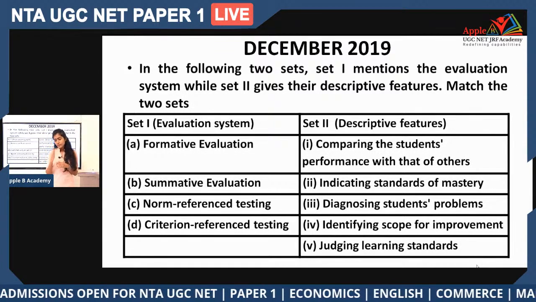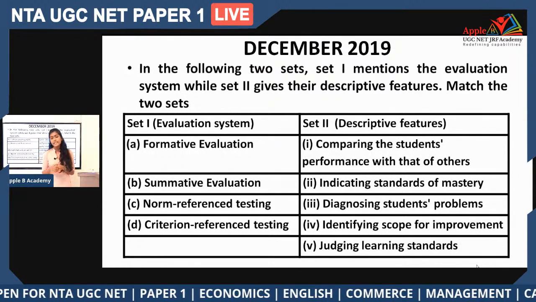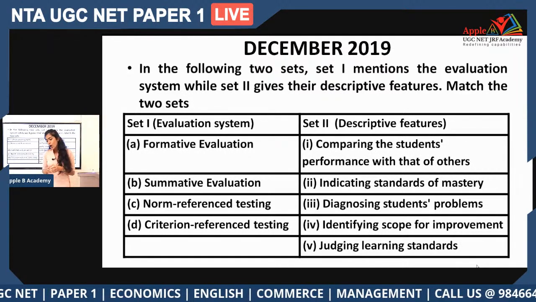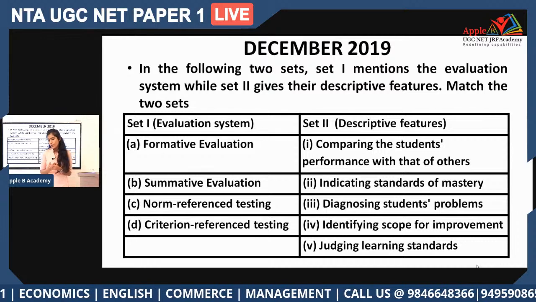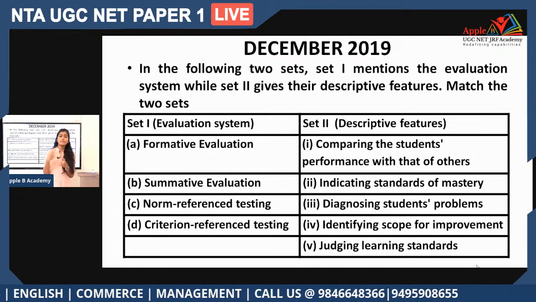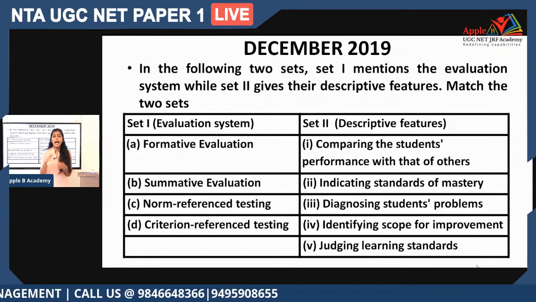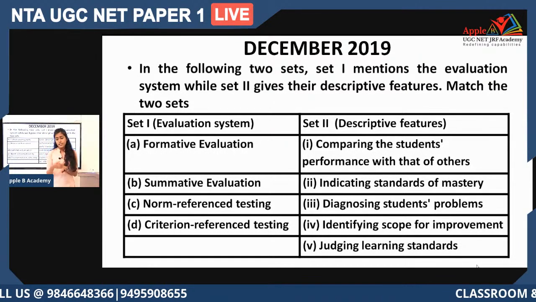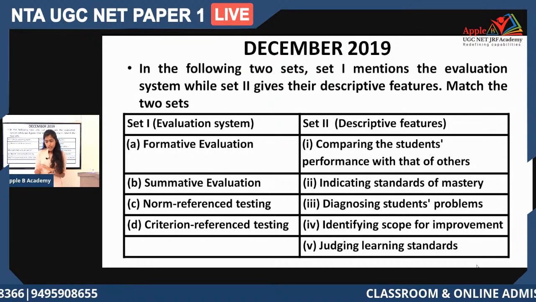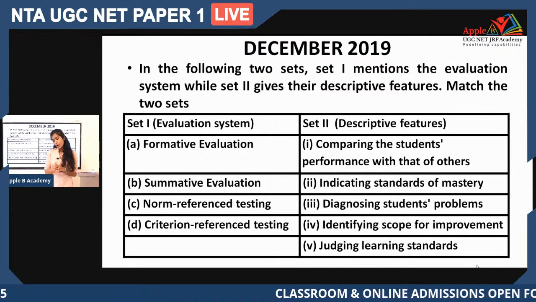So option D is 2, indicating standards of mastery. So option 3 is diagnosing students' problems. So diagnosing the problems, the causes of the problems that are affecting the teaching learning process, that happens in diagnostic evaluation. That is not an option in set 1. So you can skip that option, option 3.